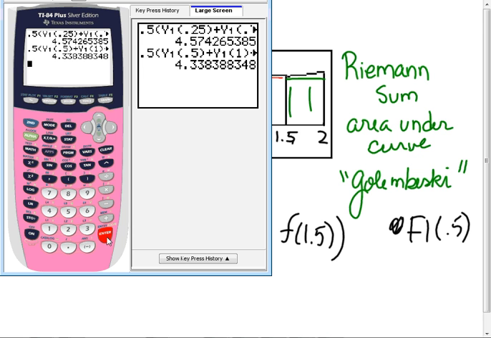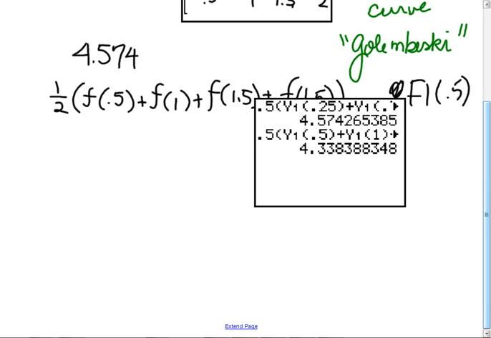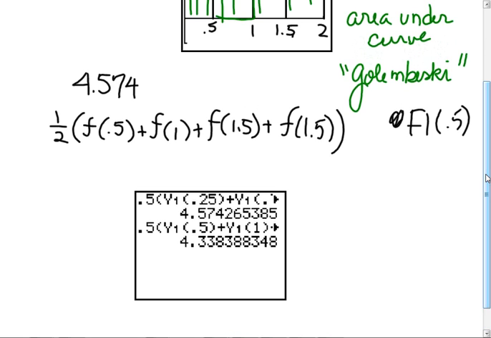Pardon? You use 0.5 or 1.5 and what? Right here. 0.5, 1, 1.5, and 1.5. Okay? Did you guys get 4.338? Yeah, that's exactly what I got. The real one, you're right, is 4.something. But remember, we wanted to guarantee this was an underestimate, which it clearly is.